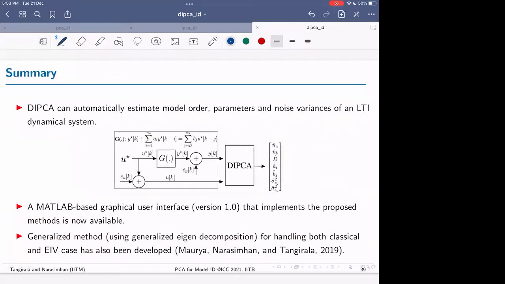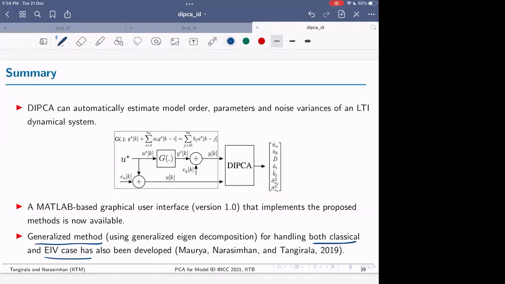Just to summarize, DIPCA can automatically estimate model order, parameters, and noise variances of an LTI dynamical system. What I would like to draw your attention to is that we have a generalized method to handle both the classical and the EIV case. That means if I do not know which variables have errors and which are known without errors, we can still figure that out and do an identification.